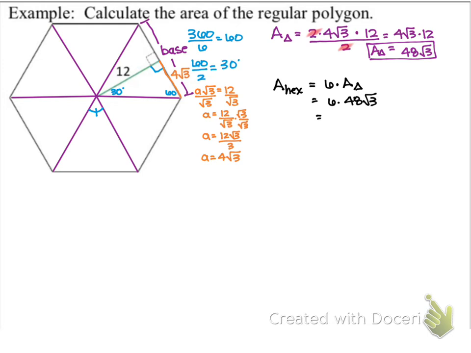If I multiply the 6 and the 48, that's going to give me 288. And then just carry the root 3 with you. Don't forget units squared. So that's the area of our hexagon. So same idea. We're just carrying along with this.